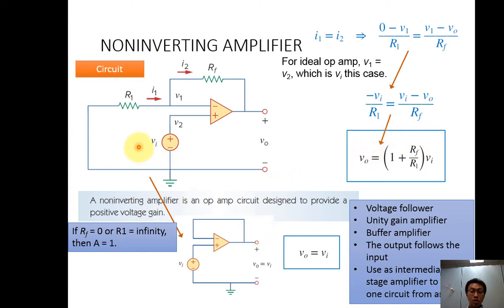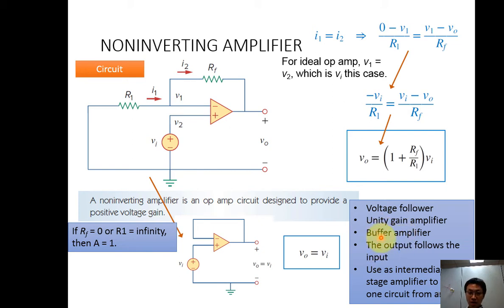So the circuit will become like this. We directly connect my output to input. Then the equation transforms to Vout equals Vi. We call this one a voltage follower. Whatever input we put in here, we will get the same output as the input. We call it a voltage follower, or a unity gain amplifier. Unity gain means A equals 1.